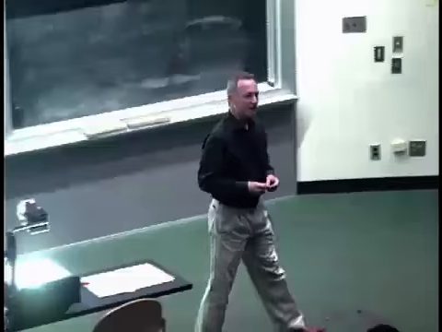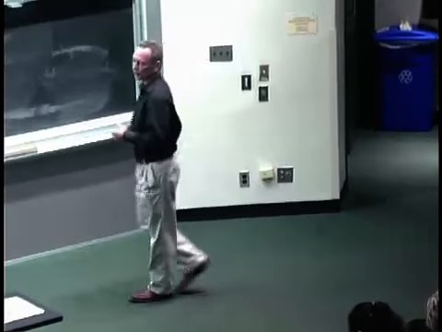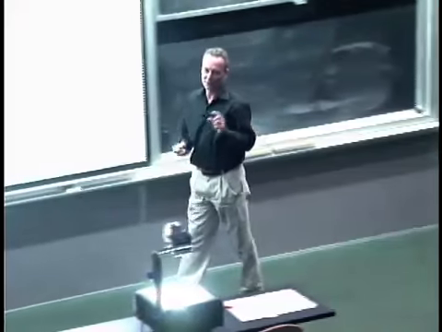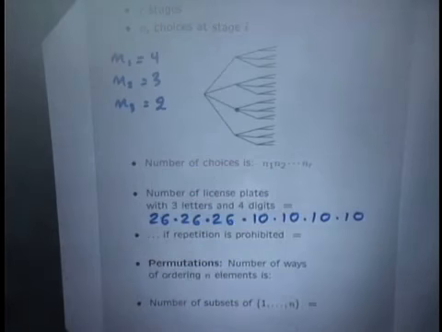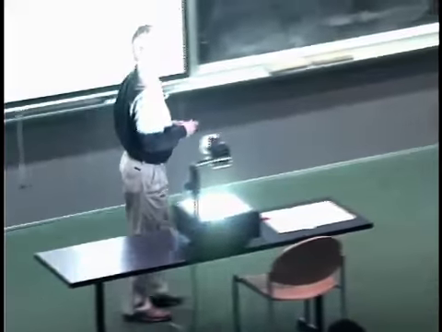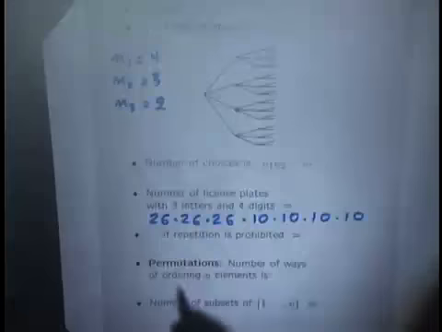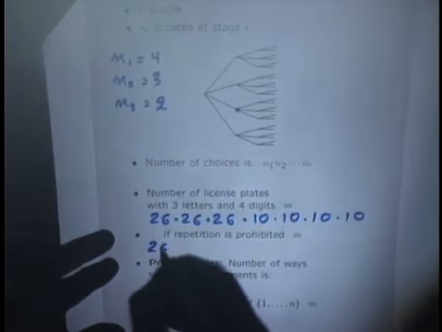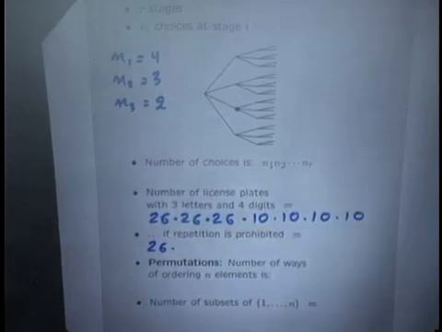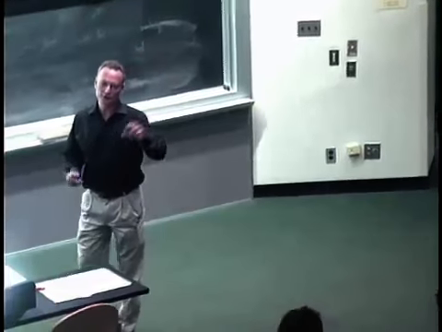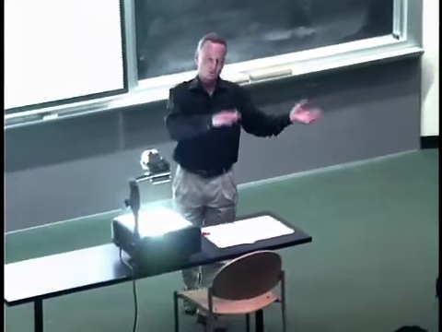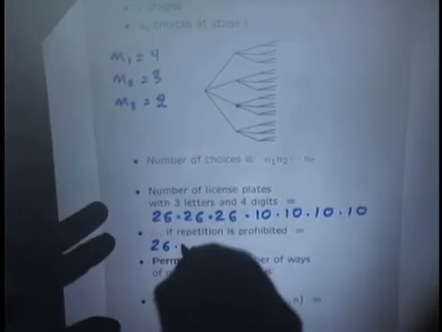Okay. Let's make it a little more complicated. Suppose that we're interested in license plates where no letter can be repeated and no digit can be repeated. So you have to use different letters, different digits. How many license plates can you make? Okay, let's choose the first letter, and we have 26 choices. Now, I'm ready to choose my second letter. How many choices do I have? I have 25 because I already used 1 letter.